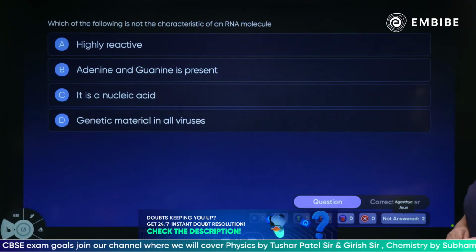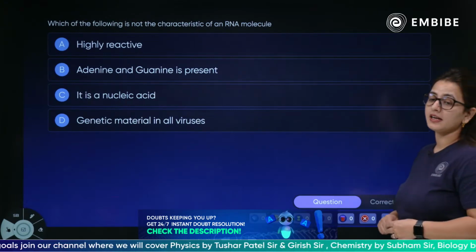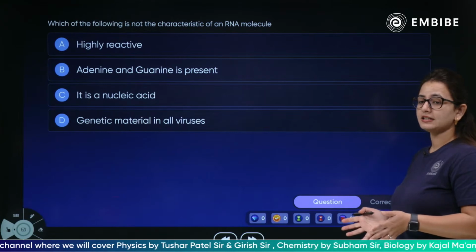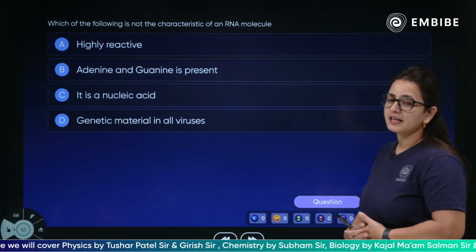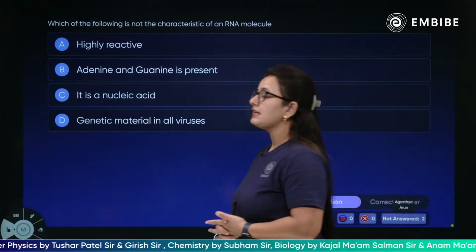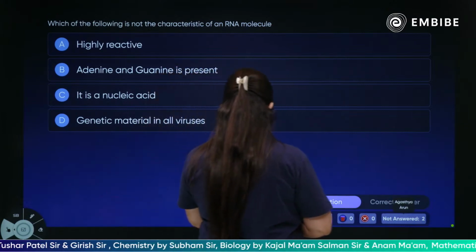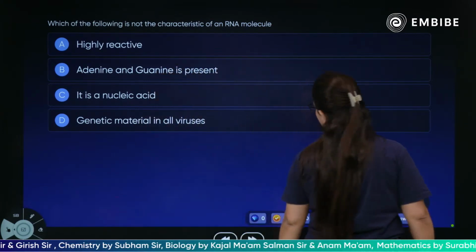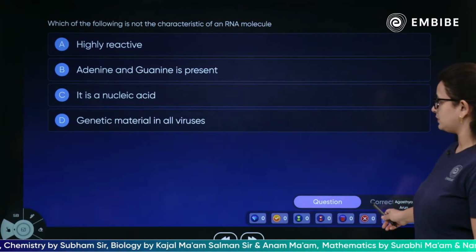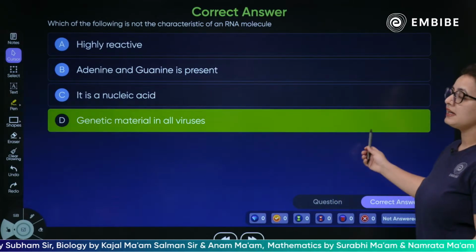What is the correct answer? Which of the following is not a characteristic of the RNA? Just now we have discussed all the characteristics of the RNA. Highly reactive, adenine and guanine is present. It's a nucleic acid and it's the genetic material of all viruses. Yes or no? The correct answer is genetic material in all viruses.